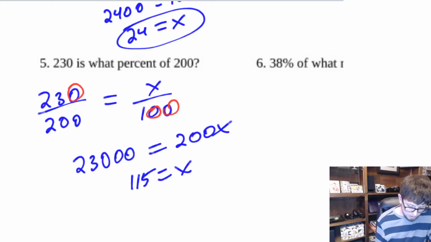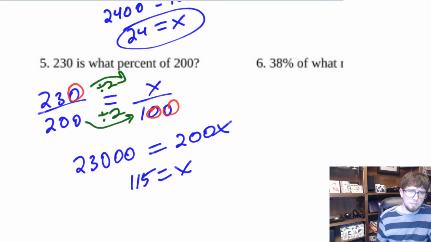Now you probably noticed that it might just be faster to say, how do I get from here to here? I divide by 2. And the same thing is true here. 230 divided by 2 is 115.